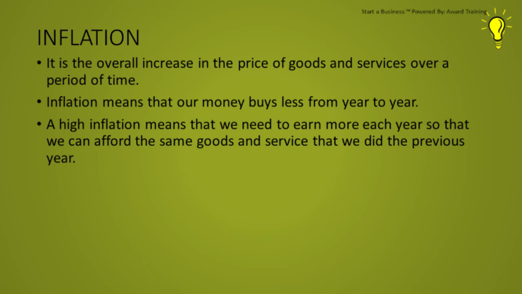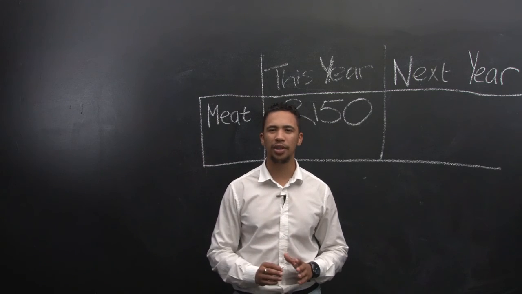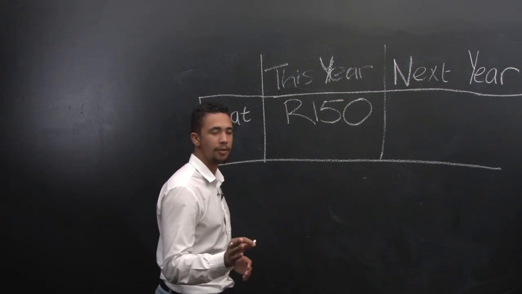So inflation is the overall increase in the price of goods and services over a period of time. Inflation also means that our money buys less from year to year. A high inflation means that we need to earn more each year so that we can afford the same goods and services we did the previous year. So here we put inflation into practice.